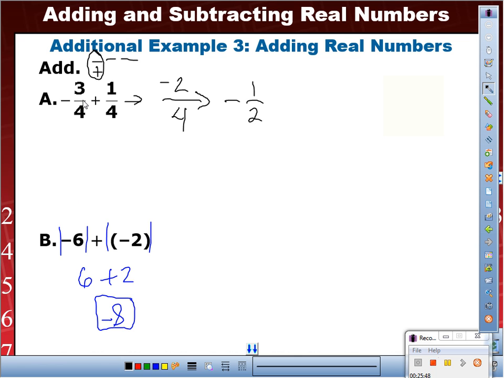We can use that same method. I'm going to use a square, and I'm going to divide it into 4s. And I'm going to shade with my red, because it's a negative, how many of these squares? 3.